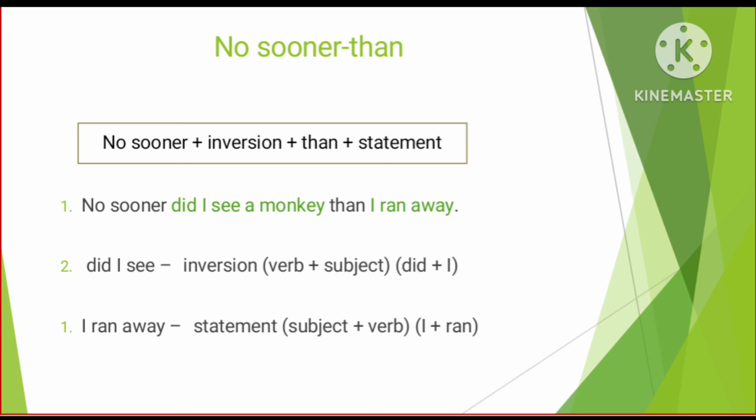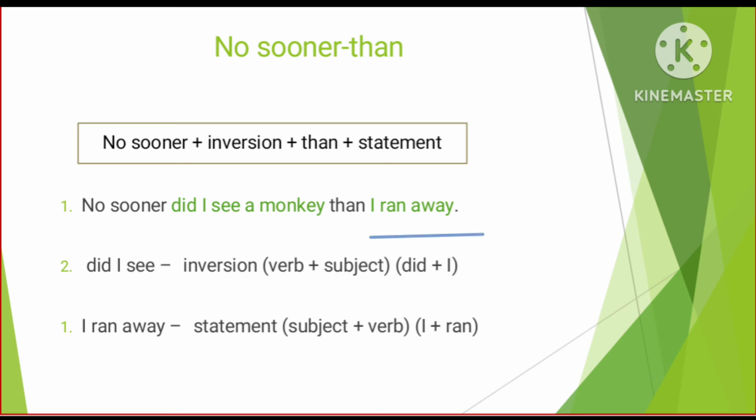In the as soon as model, we have two statements of equal tense. But in no sooner than, we have one inversion and one statement joined with no sooner than. No sooner did I see a monkey than I ran away. Here, did I see a monkey is the inversion, that is verb plus subject. Verb is did, subject is I. The next part, I ran away, is a general statement.